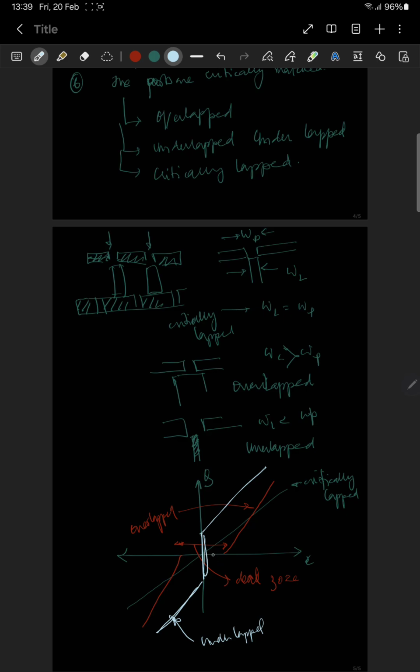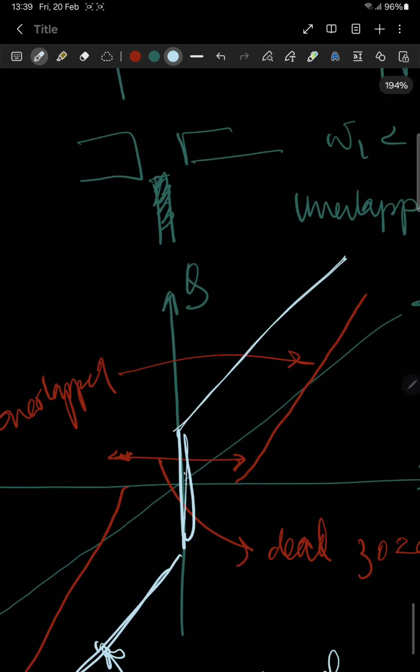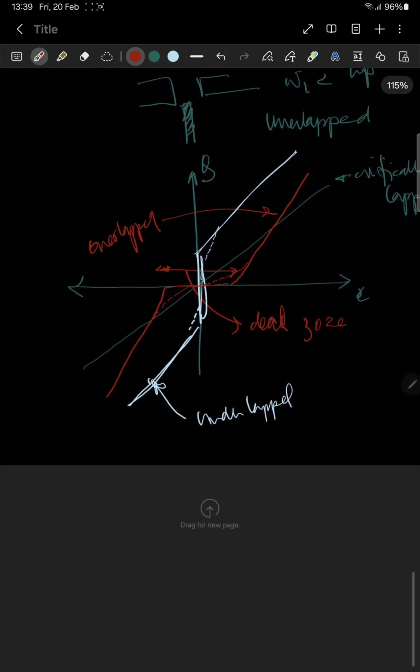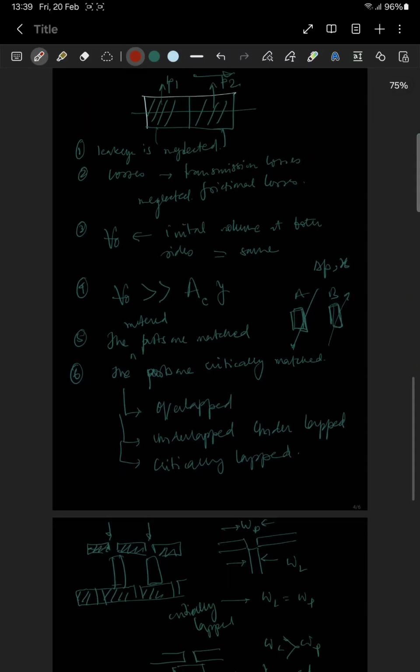So in reality, these graphs will not be this straight, but will be bending like this. Okay, these will be smoother graphs. This will be like this. So these are the assumptions.